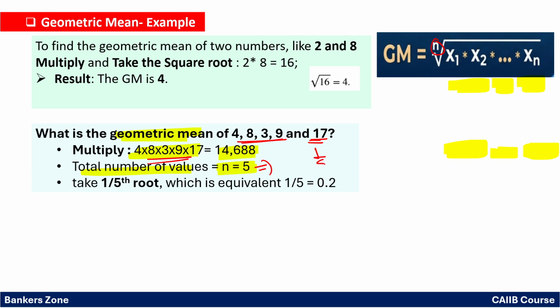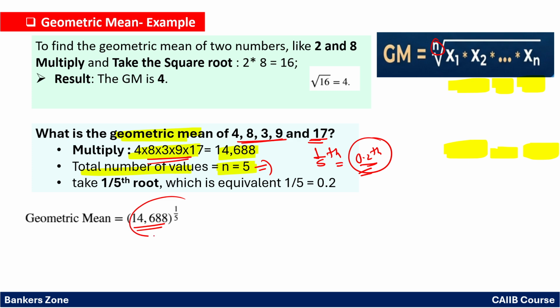So you have to find the 1 by 5th root. 1 by 5 means 0.2, so you have to find the 0.2th root. How do you find that 0.2th root? Very simple: 14688 to the power 1 by 5 you have to calculate. I know it is very difficult to find, right?